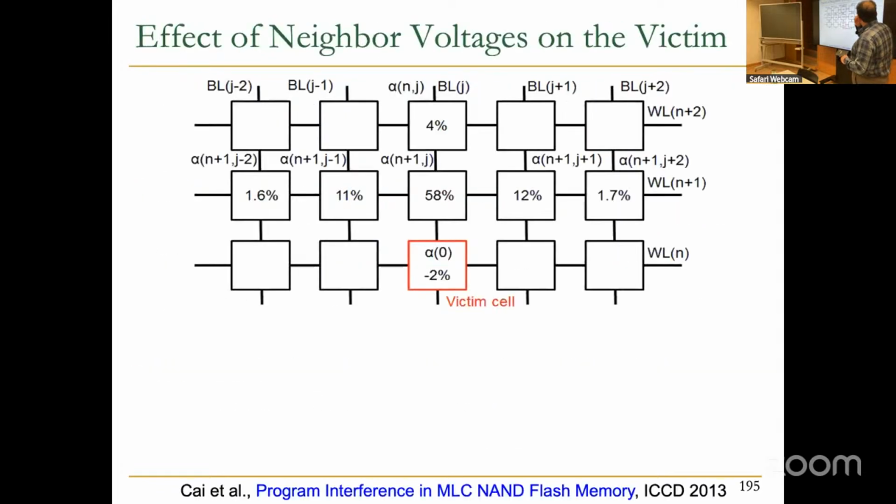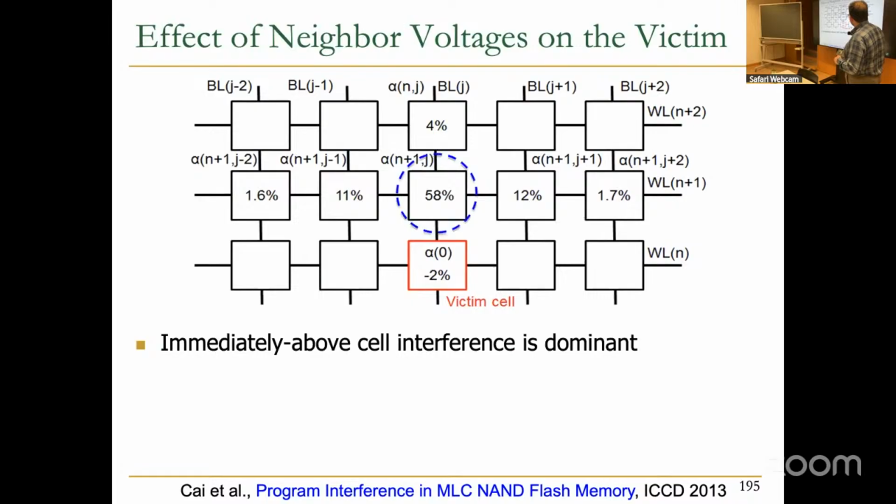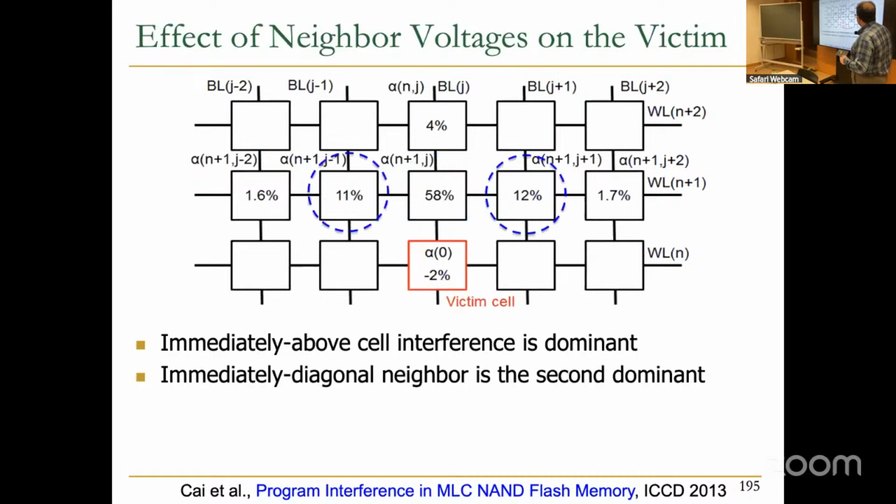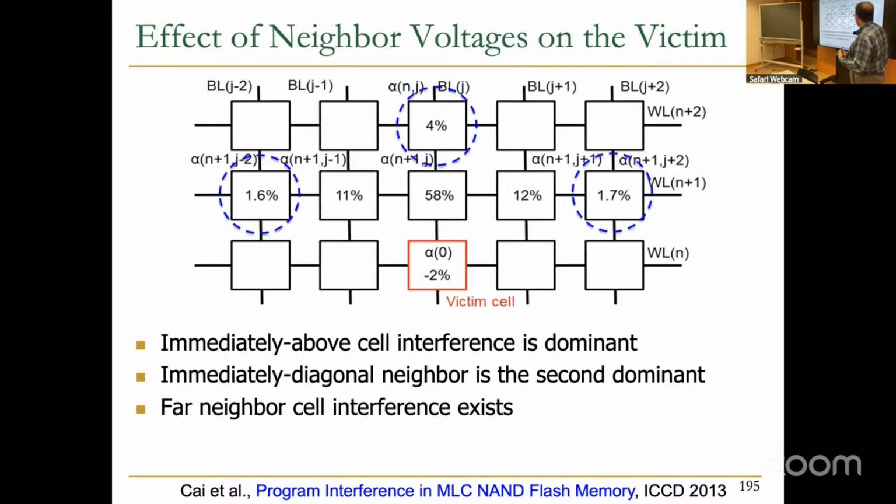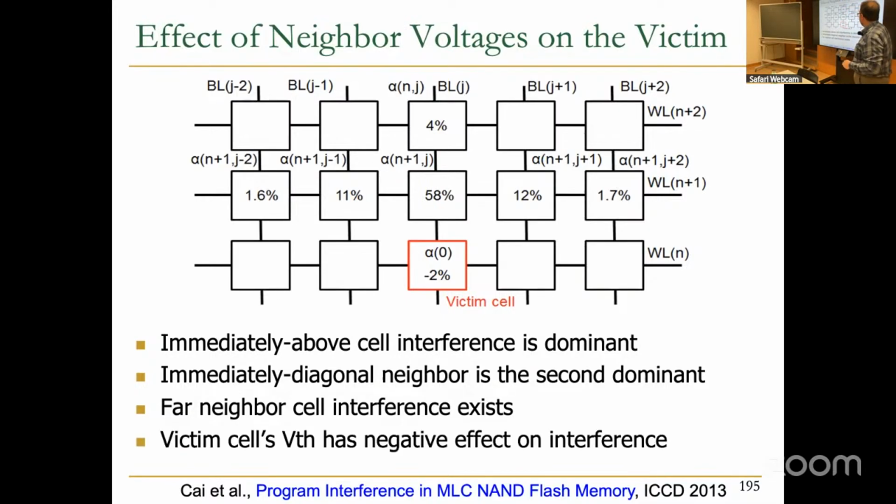Here is our analysis of the victim cell. We observe that immediately-above cell interference is dominant, so this cell is the most important one affecting the threshold voltage of the victim cell. The immediate diagonal neighbor is the second most dominant, but far neighbor cell interference also exists, so all the far neighbors also affect the victim cell threshold voltage. As a result of all of this interference, we observe that, for example, the threshold voltage of this cell has been changed by, say, 2%.